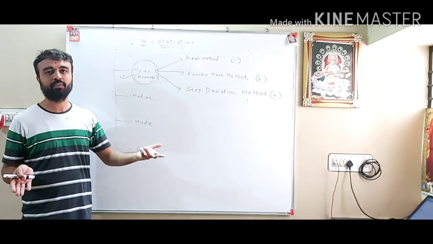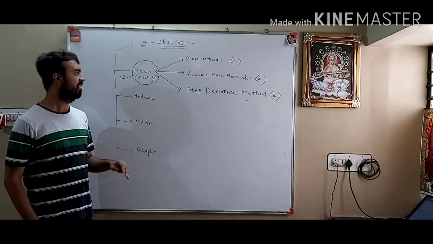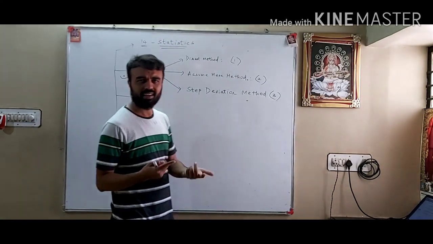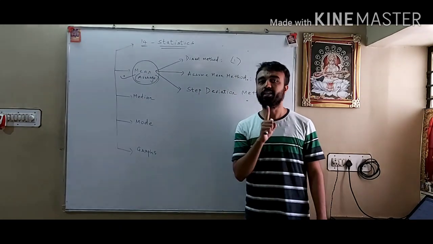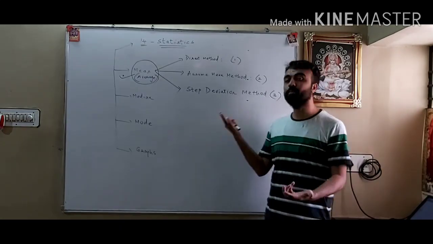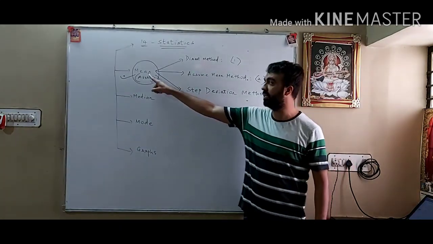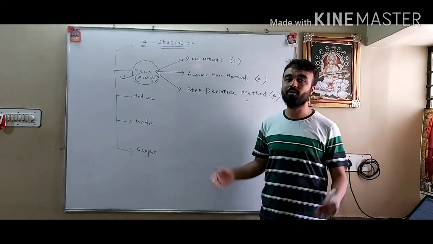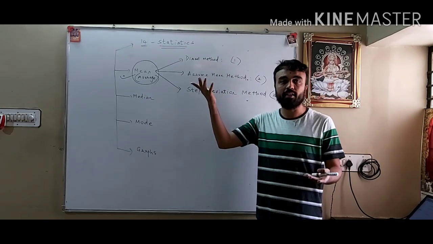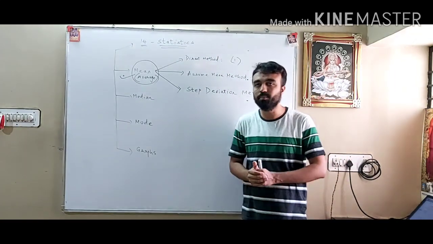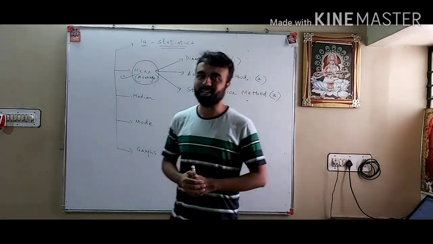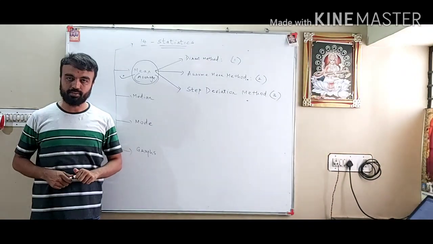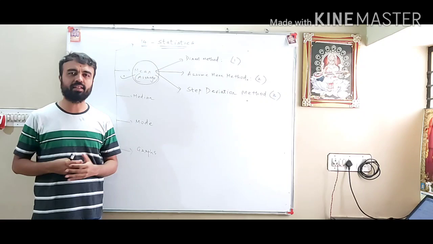Because in the exam, suppose you think that all three are doing the same thing, so why should we learn all three, let us learn only one? No, it is not possible. Because if in the exam they ask you to find the mean by using the step deviation method, and you have done only the first one because it was very simple, then your job will not be done. That is why it is very important to learn all three methods. We will learn each method one by one.